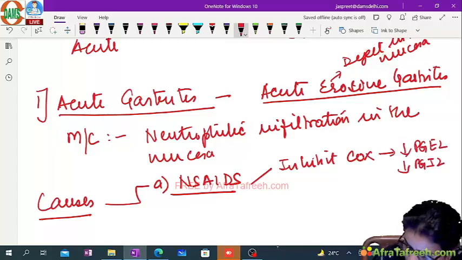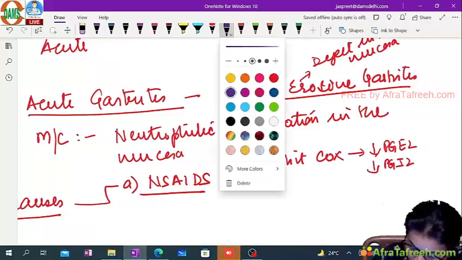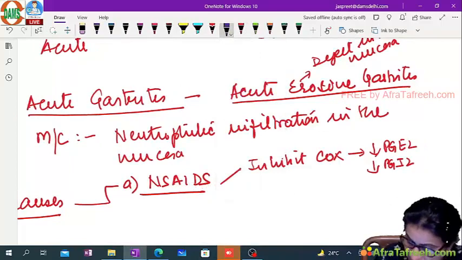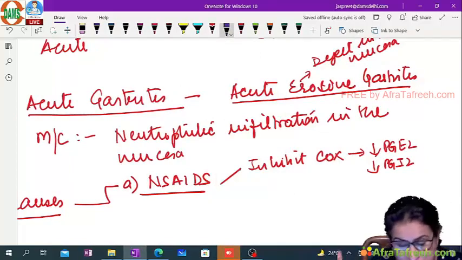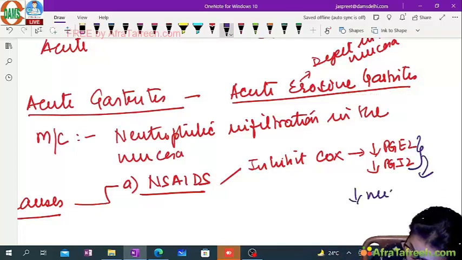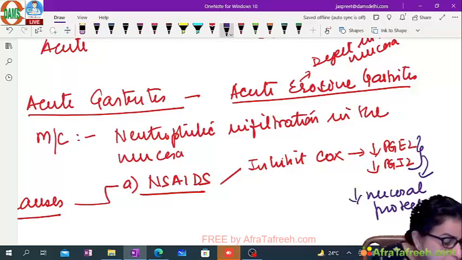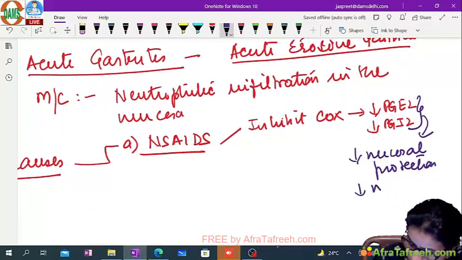These two prostaglandins, PGE2 and PGI2, are produced by the COX pathway. So these NSAIDs inhibit COX, and PGI2 and PGE2 will not be produced. When these two prostaglandins are not produced, this leads to decreased mucosal protection. Also the mucosal blood flow reduces. So mucosal protection, mucosal blood flow, all those factors are reduced.